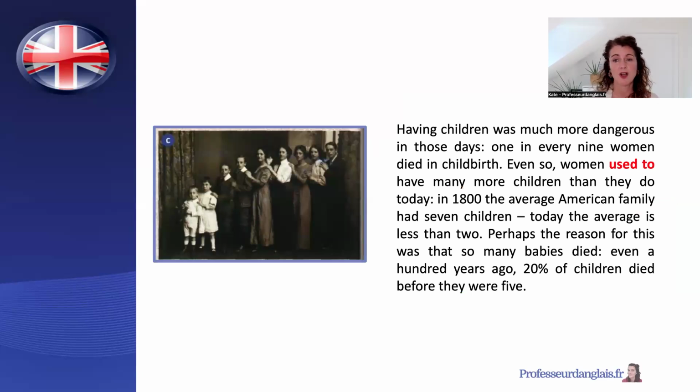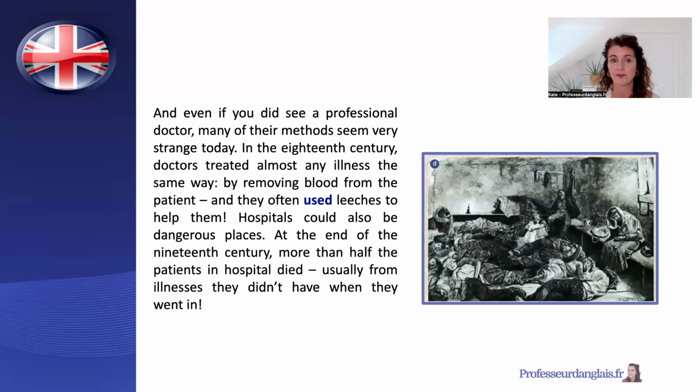Having children was much more dangerous in those days. 1 in every 9 women died in childbirth. Even so, women used to have many more children than they do today. In 1800, the average American family had 7 children. Today, the average is less than 2. Perhaps the reason for this was that so many babies died. Even 100 years ago, 20% of children died before they were 5.